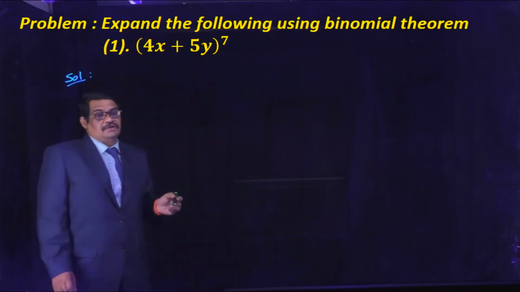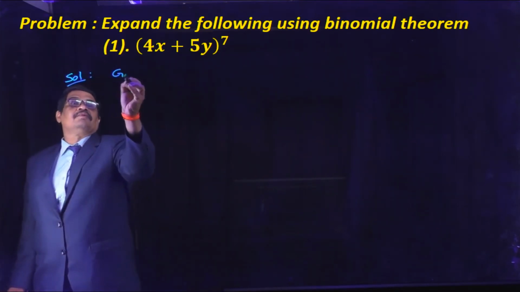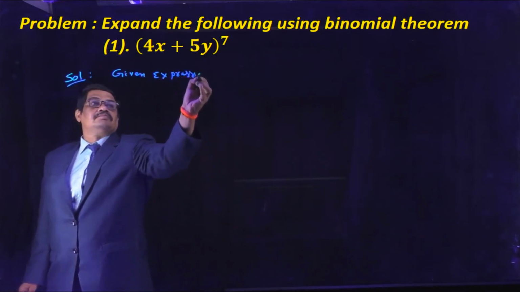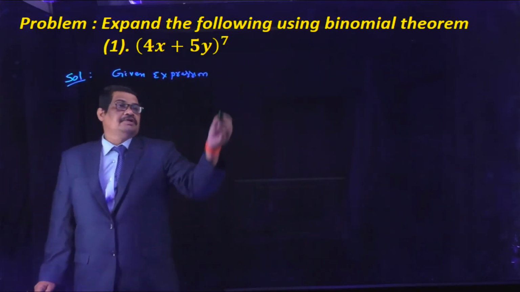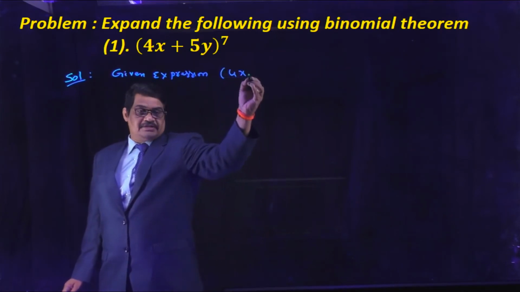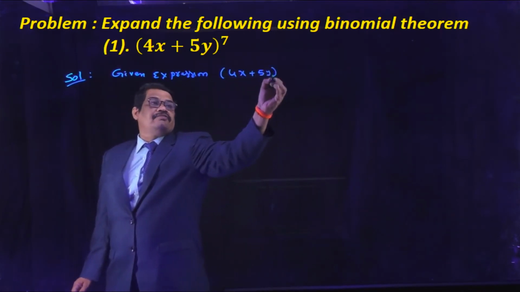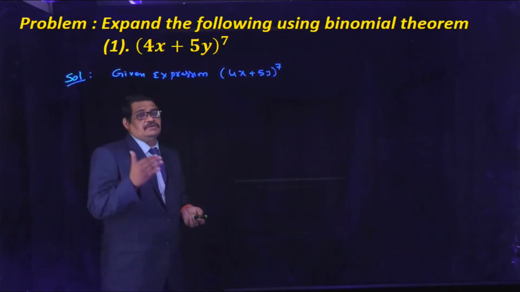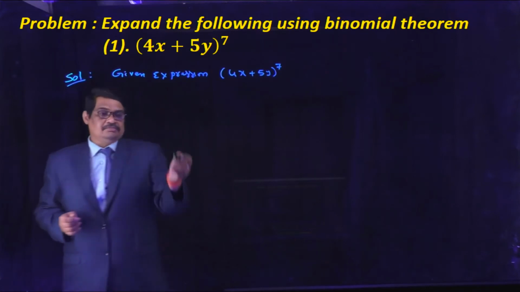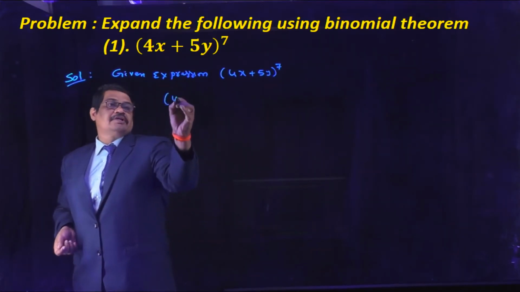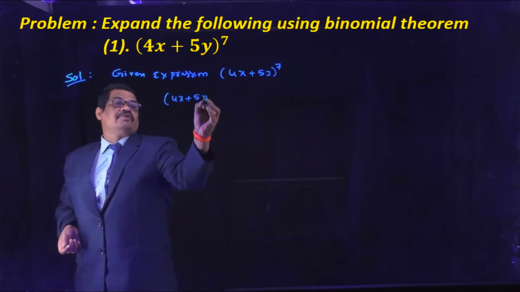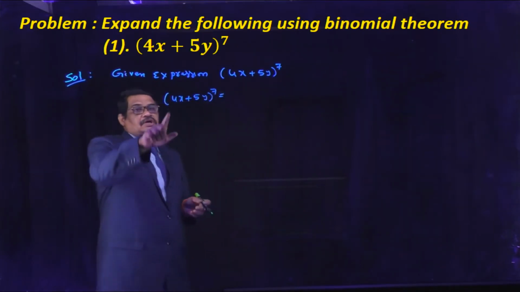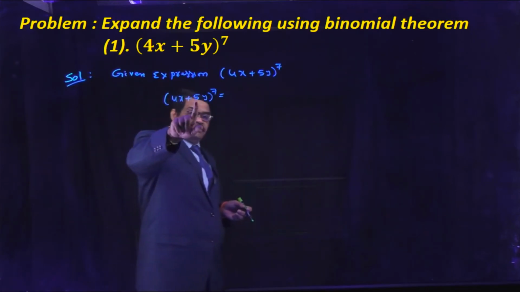So what is the given expression? The given expression is 4x plus 5y whole to the power of 7. Now we are expanding it using the binomial theorem. The first term is 4x, and the second term is 5y.